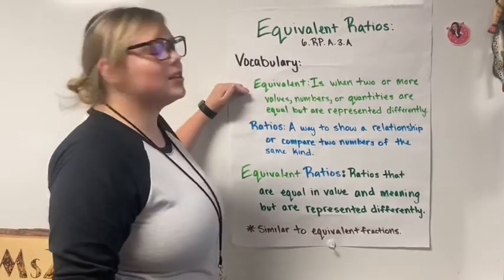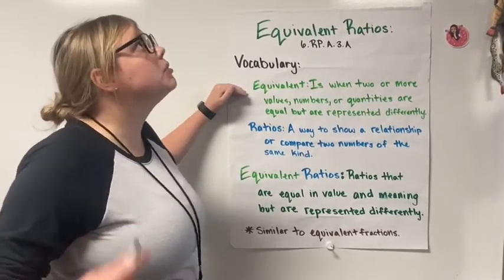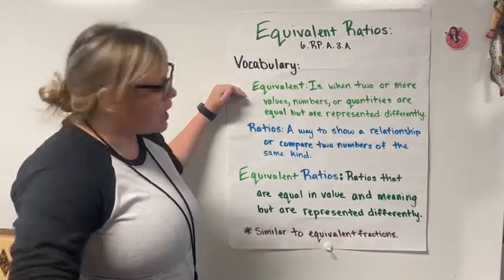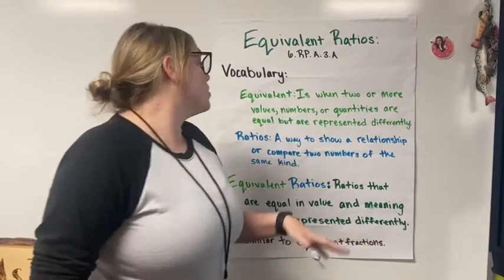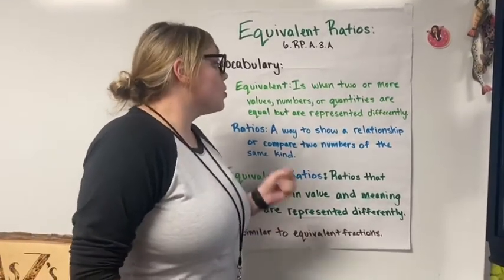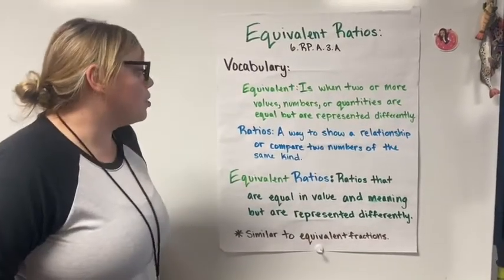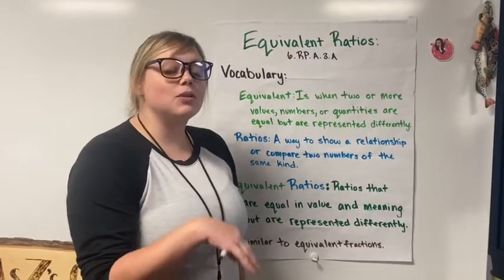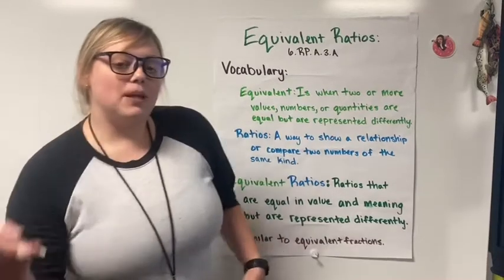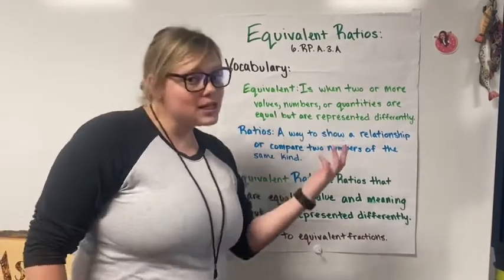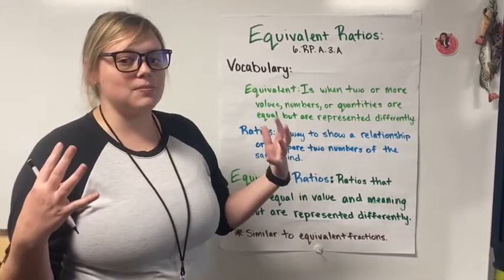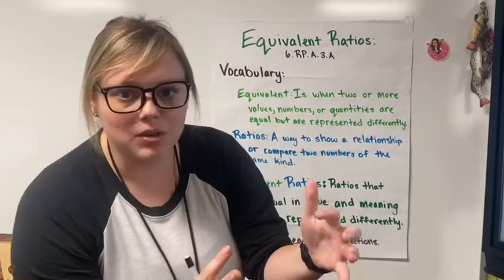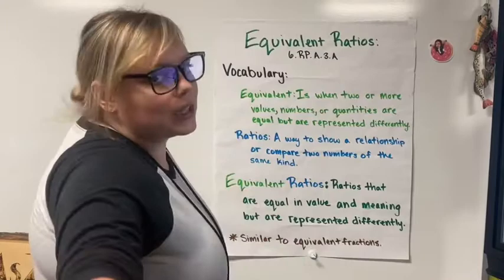First off, what does equivalent mean? Ms. Z, I know what equivalent means. I learned it in 3rd grade. Cool, awesome. We're going to review it again. Equivalent is when two or more values, numbers, or quantities are equal but are represented differently. And you should think about that, especially with ratios. They could be either people and a sandwich, boys or a girl. So those are two different things. But now you're going to take that one ratio and you're going to find something that's equal to it. Just wait, don't freak out, we'll get there.